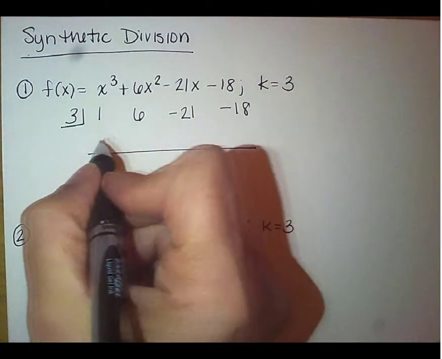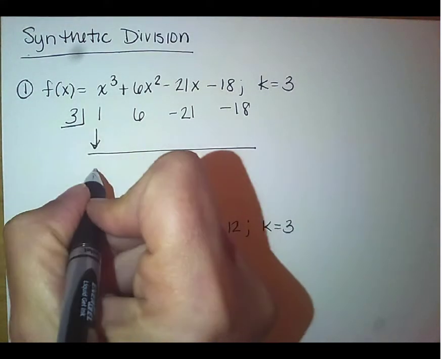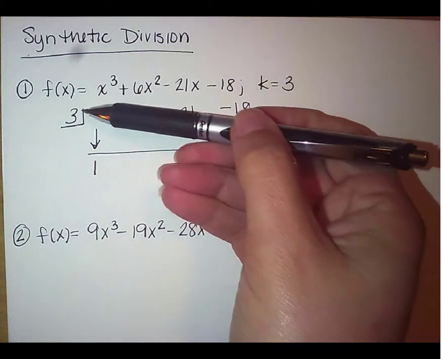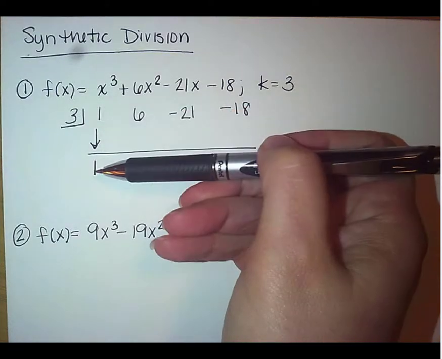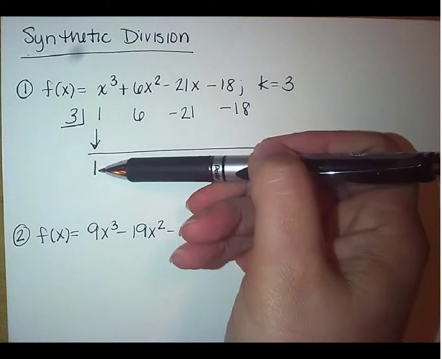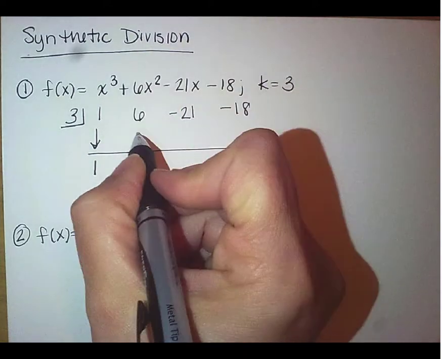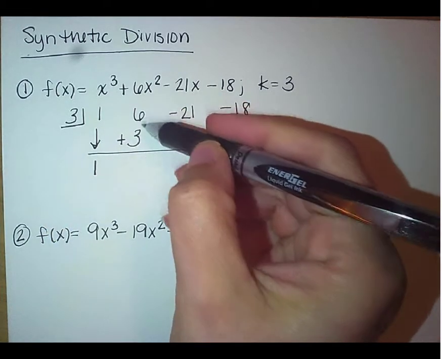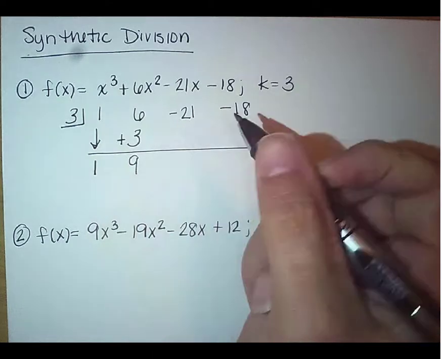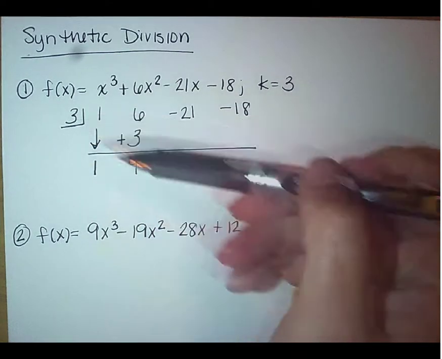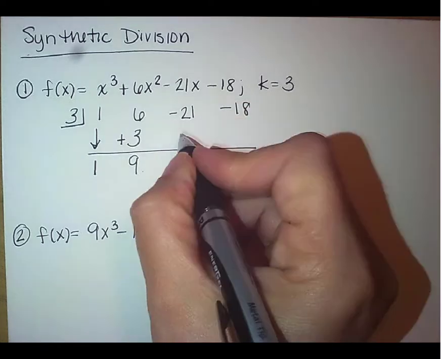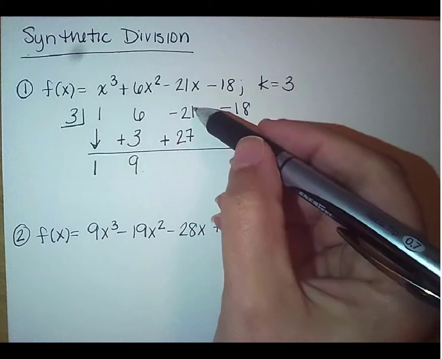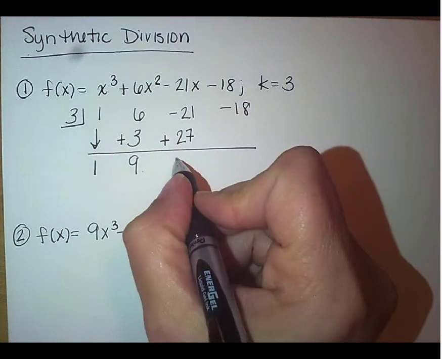The first thing we're going to do every single time is drop that first coefficient straight below the line. Then we multiply the 3 in our box times the number we just dropped down. So 3 times 1, we place right underneath our 6. Now we add those two together: 6 plus 3 is 9. We continue this pattern: 3 times 9 is 27. We place that underneath the negative 21 and add: negative 21 plus 27 gives us 6.